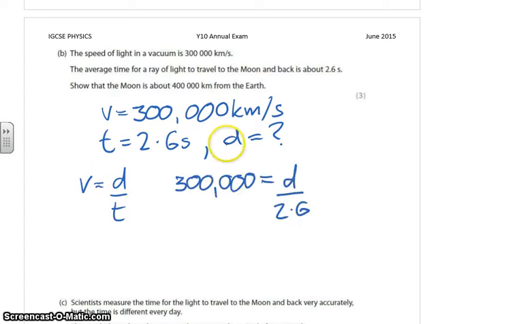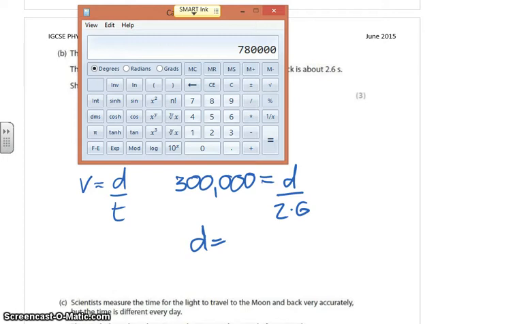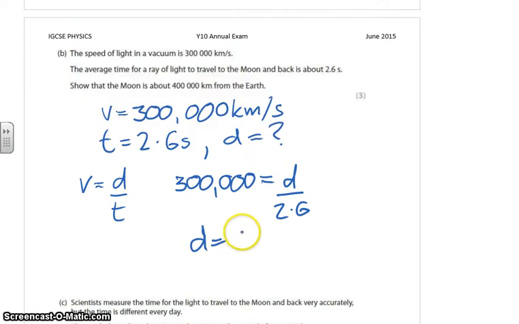Now I've got to do the substitution. Just put the numbers in, and then to find the answer I'm going to do 300,000 multiplied by 2.6. Do it on a calculator and you get 780,000 kilometers. Look back at the question. Oh, that's a lot more than that. So where have I gone wrong?